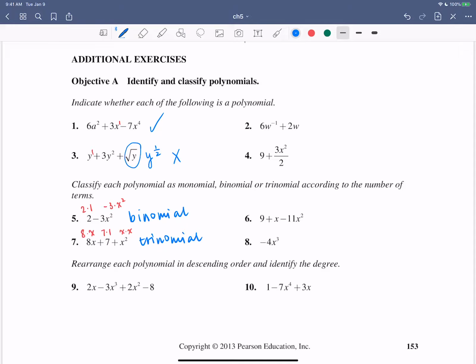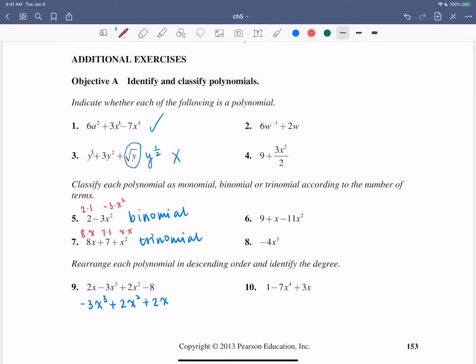Next one, rearrange each polynomial in descending order and identify the degrees. Descending order, all you need to look at are the exponents attached to the variable. We only have one variable x, so we check out the highest exponent that is attached. Apparently, it's the second term. Therefore, I'm going to write that first. Negative 3x to the third. The next one will be the third term, plus 2x squared, followed by the first term, which is plus 2x.